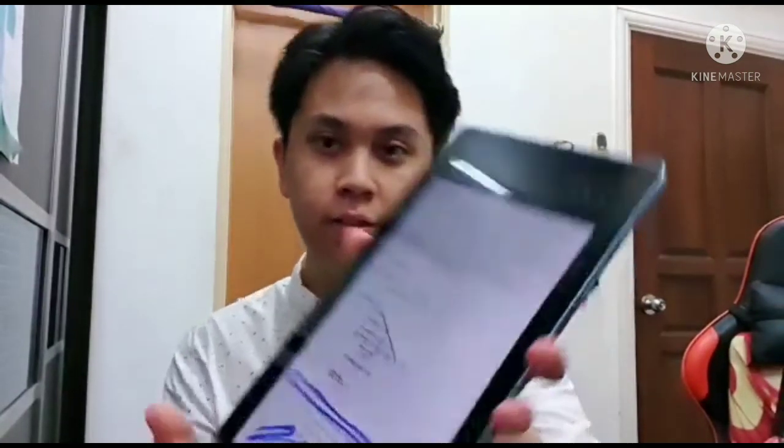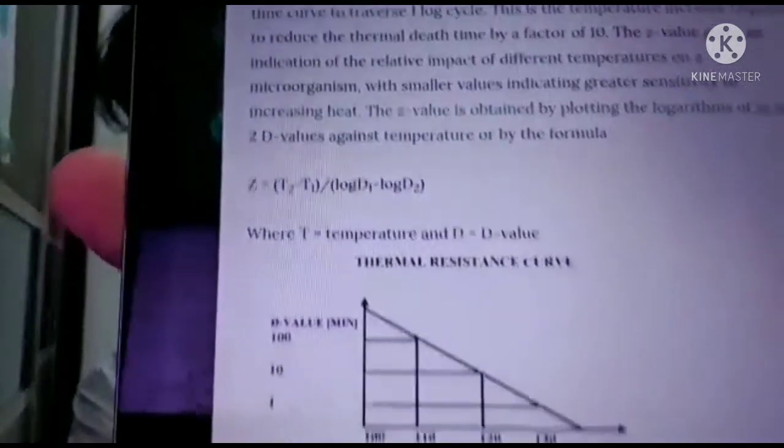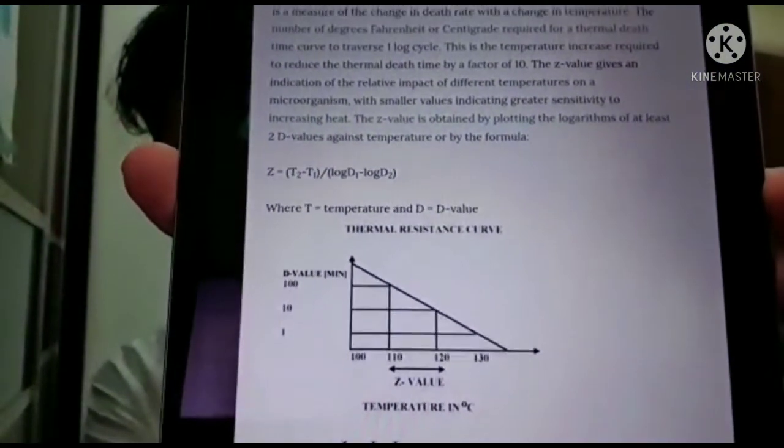The Z-value gives an indication of the relative impact of different temperatures on a microorganism, with smaller values indicating greater sensitivity to increasing heat. So, when there's a smaller Z-value, it means there's a smaller temperature needed to reduce the population of the microorganism by a tenfold. The Z-value is obtained by plotting the logarithms of at least 2 D-values against temperature or by the formula written here. And here is the graph that could be plotted.